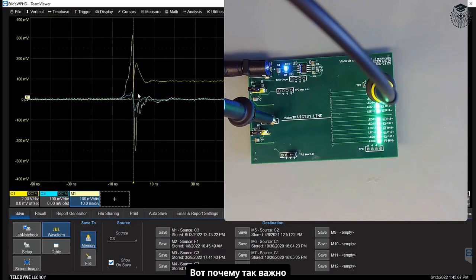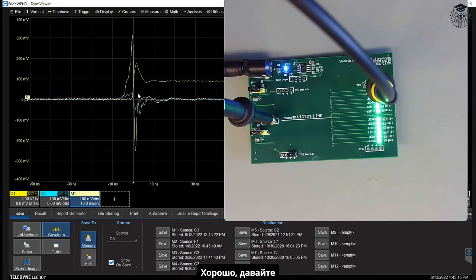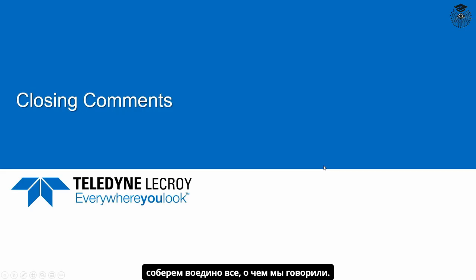That's why it's valuable to use 2 ground planes in the board so that we have the opportunity to add those return vias as needed.